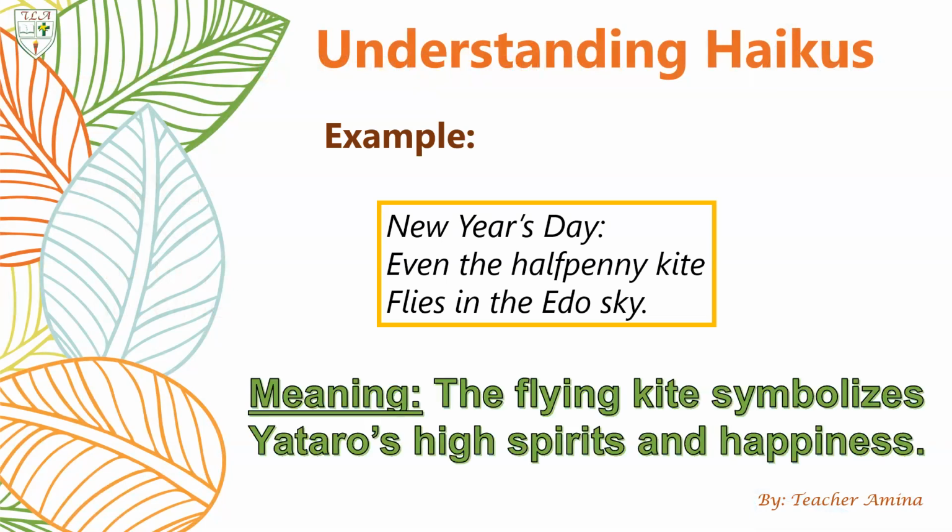Okay, so the meaning of this haiku is that the flying kite symbolizes Yataro's high spirits and happiness. Okay, usually a kite symbolizes hope. For writers, it symbolizes high spirits because a kite is high up in the sky, it can reach anything. So it's like being hopeful of reaching your goals or dreams.